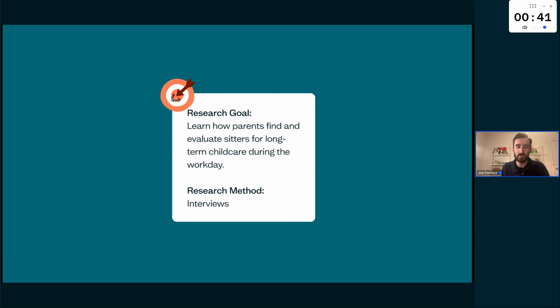And for both of the examples, we're going to see they're going to use interviews. Now, this could be anything, but I'm just giving you an example scenario of something more specific that you might try to learn about as a researcher for Care Connect, this long-term consistent childcare, and a method that you might use to do that in interviews.